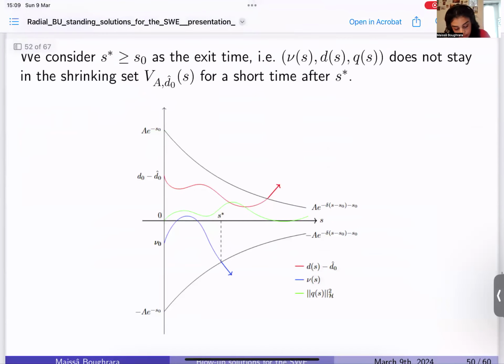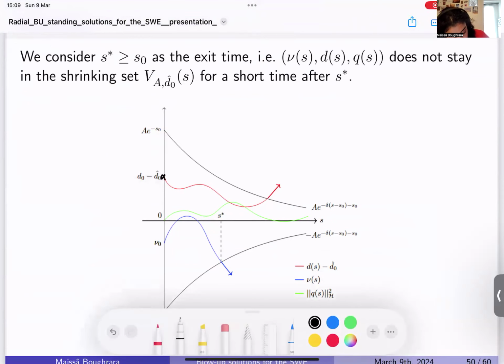So the idea is the following. So I did a small drawing. So the idea is to take the initial data here of D0, D0 minus D0 hat. This is Q, okay? Q of S0. And this is nu 0. And the idea is to show that this is nu, and this is Q, and this is D minus D0 hat will stay inside the shrinking set. So of course, if we want to show something that stays in the shrinking set, we're gonna assume that it doesn't.